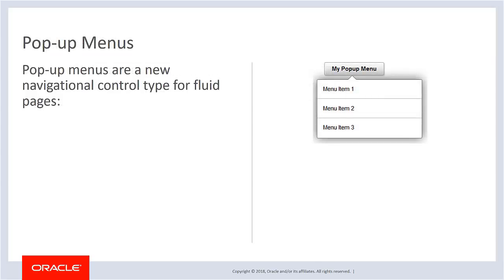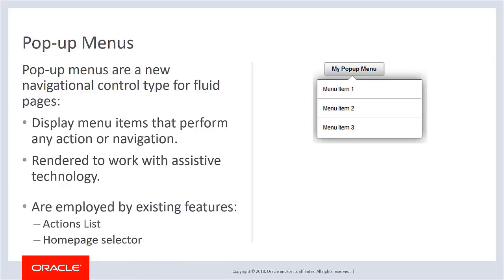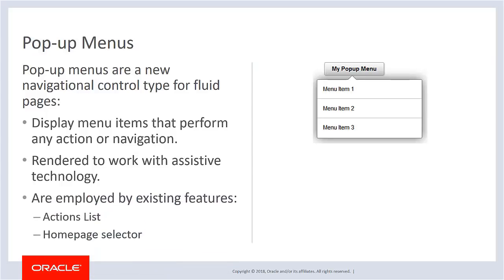In PeopleTools 8.57, pop-up menus, also an accessibility enhancement, allow you to create a new type of navigational control on fluid pages. Pop-up menus display menu items that perform any action or navigation. These menus are also rendered, styled, and tagged to standards that work with assistive technology. Two existing features, the Actions list and the Homepage selector, have been re-engineered to function as pop-up menus.